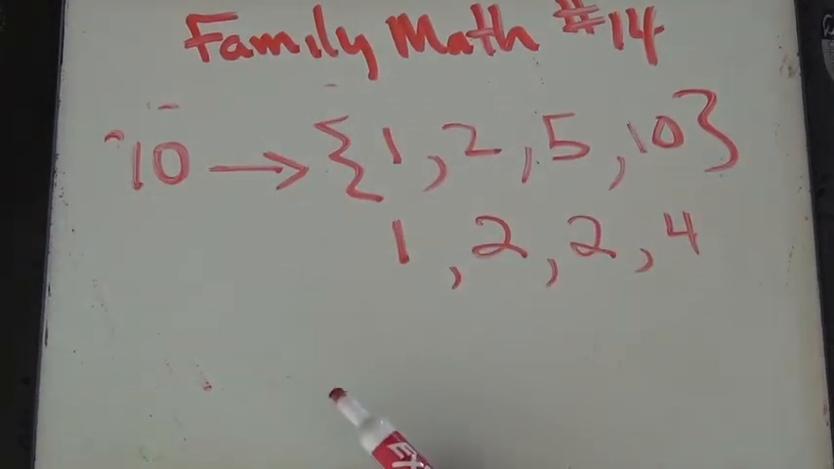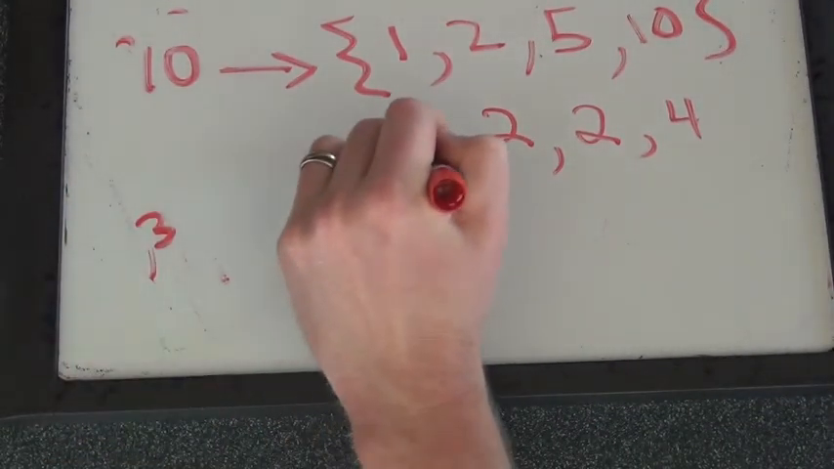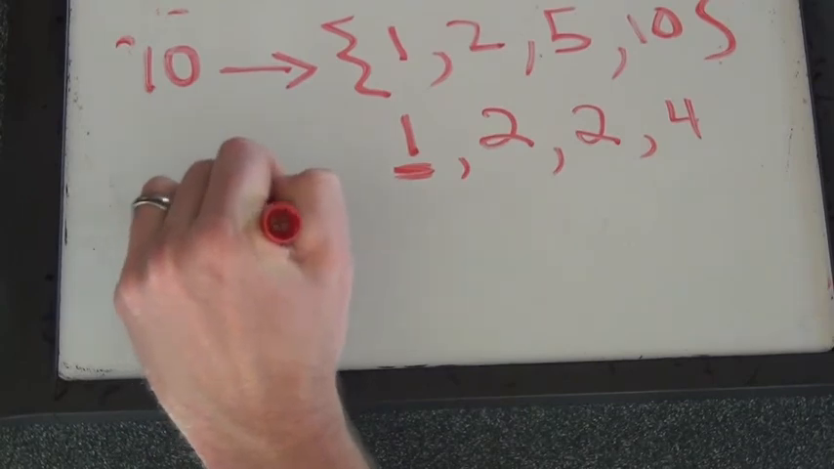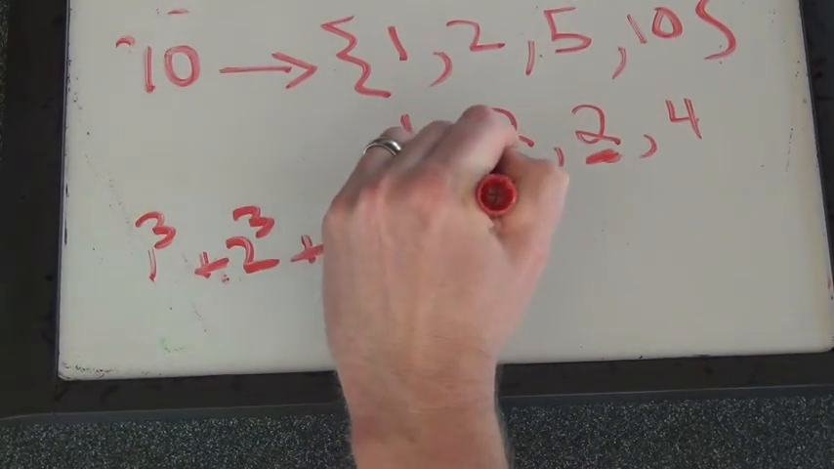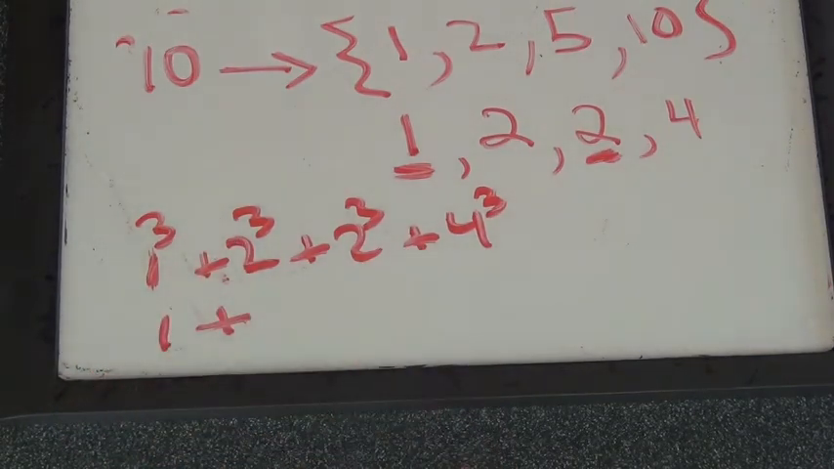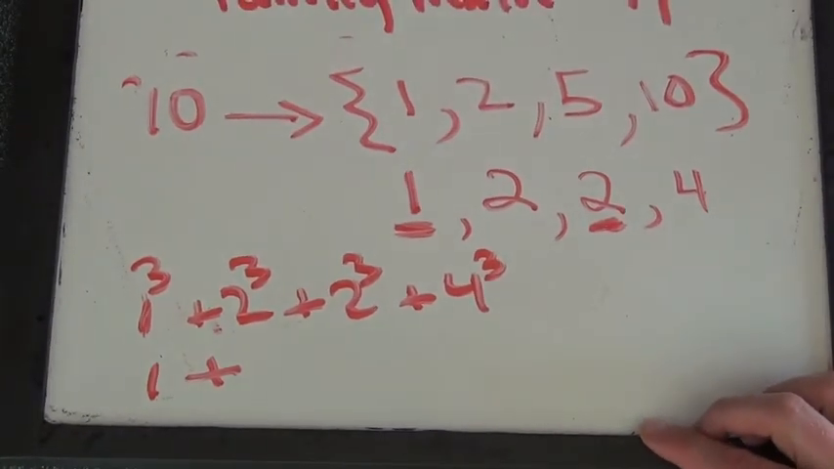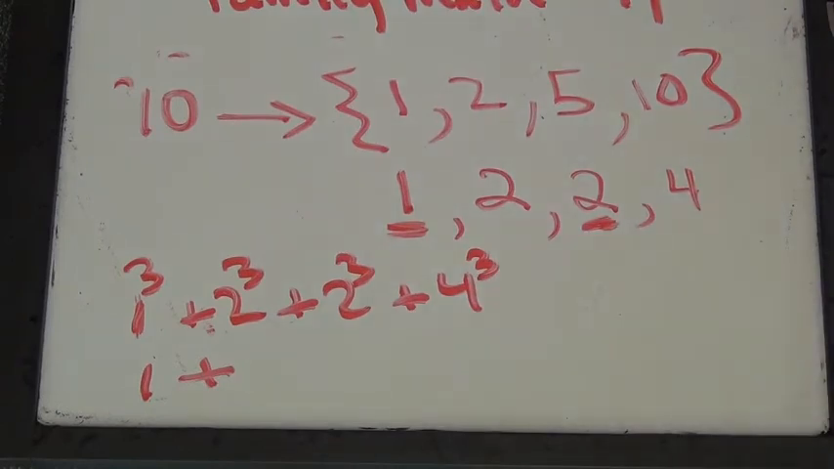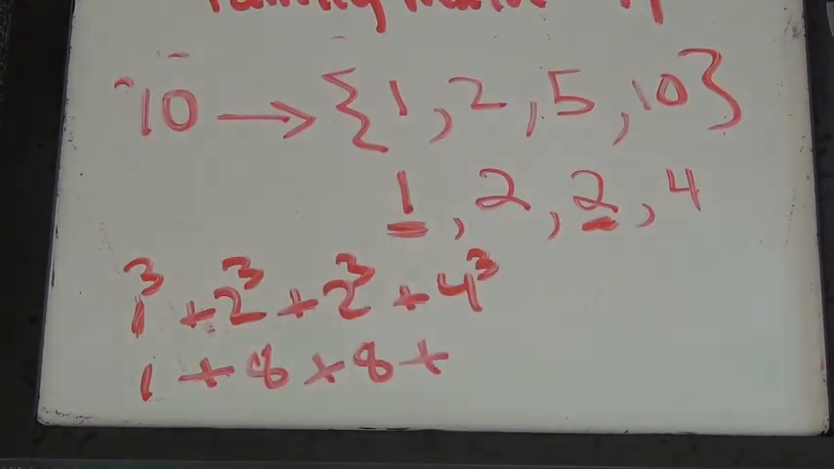Okay? Now what we're going to do is we're going to take a look at 1 cubed plus 2 cubed plus 2 cubed plus 4 cubed. Okay? This is 1. Do you remember what 2 cubed was? It's 2 times 2 times 2, which is 8. What is 2 cubed? 8. 2 times 2 times 2 is 8. Plus 8. And then do you remember what 4 cubed was?